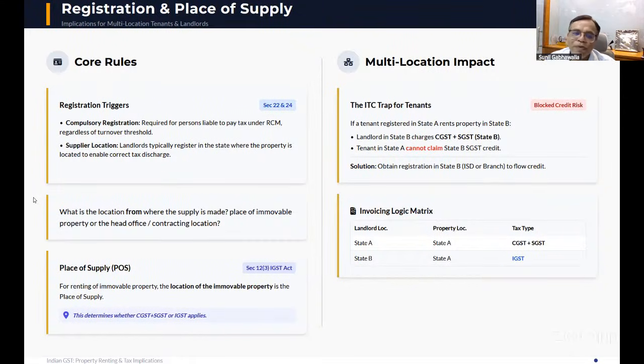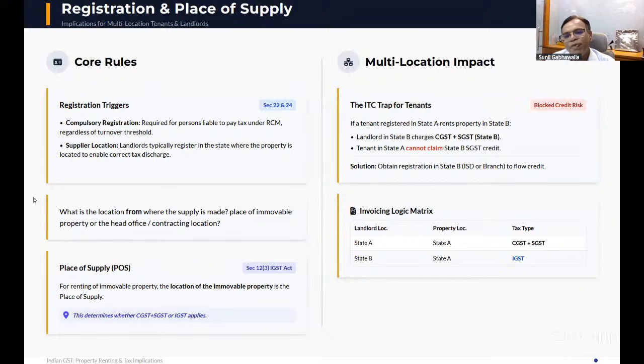But if it is a simpliciter renting of an immovable property, wherein as a landlord I'm just giving the keys and executing a contract, in that situation one may be able to argue that the location of supplier should not be forced to be Delhi. It can be an existing registration in Mumbai or the head office in Mumbai. So I think that is the larger issue from the supplier's perspective.